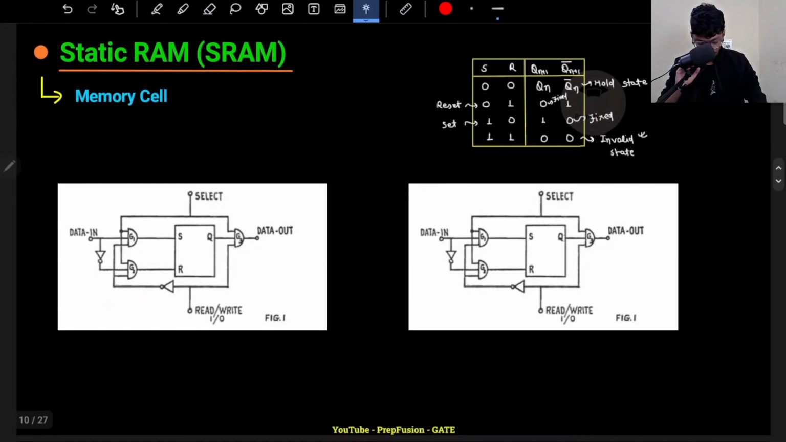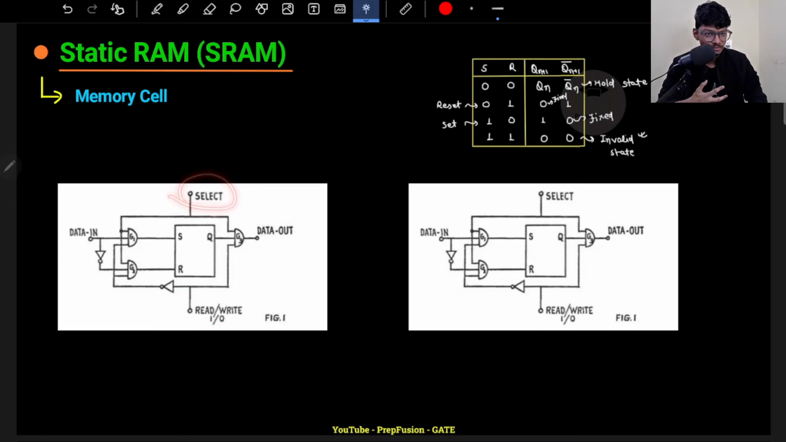So here I have this configuration. You don't have to worry about how this circuit came into action. You just have to understand the working of this circuit. That's only needed. So let's first understand reading and writing. I will have two extra lines: one will be data in and another will be data out. That is intuitive, but I have a few extra things. One is the select line, another one is the read and write line.